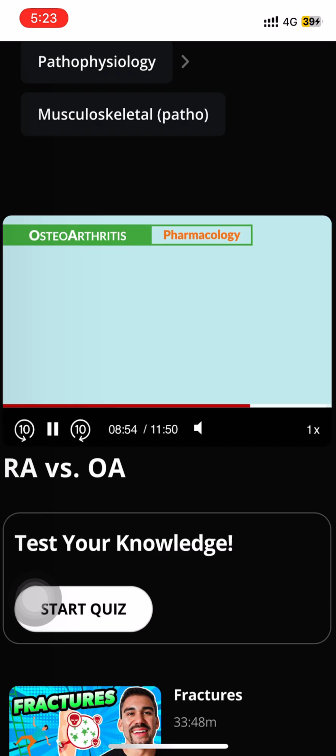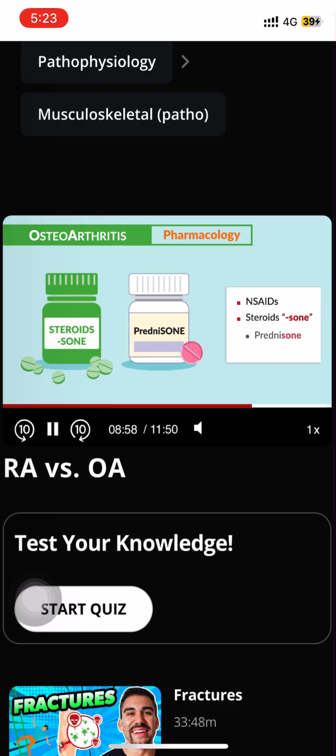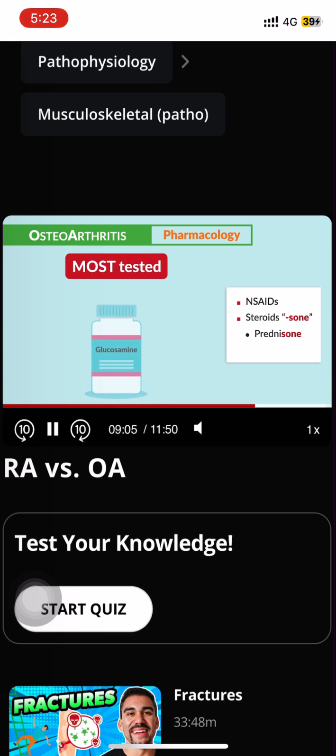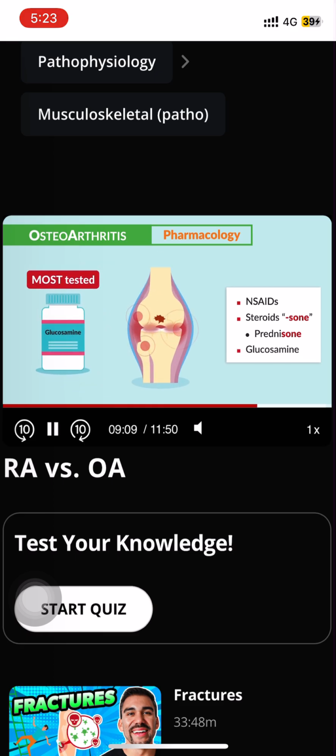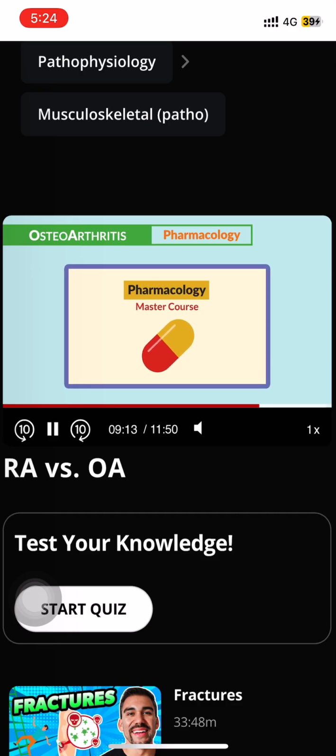OA is very similar to RA, so we take NSAIDs and steroids ending in zone, like prednisone. Again, both are used to decrease swelling, but really the most tested here for OA is glucosamine, to help reduce pain and joint tenderness in clients with arthritis. So let's play that segment from our pharmacology series.